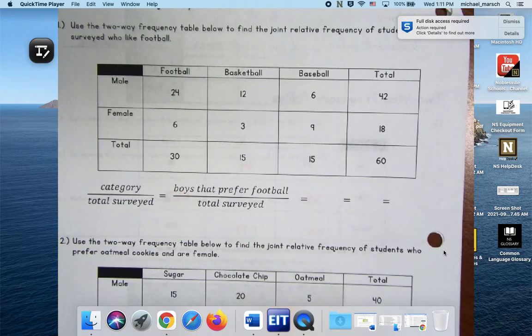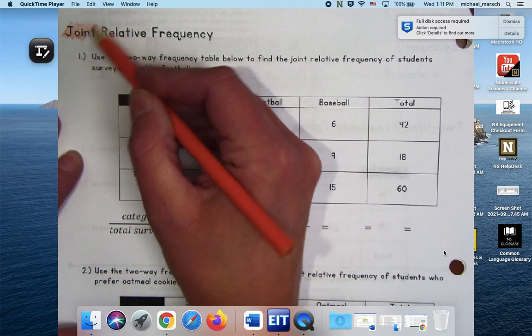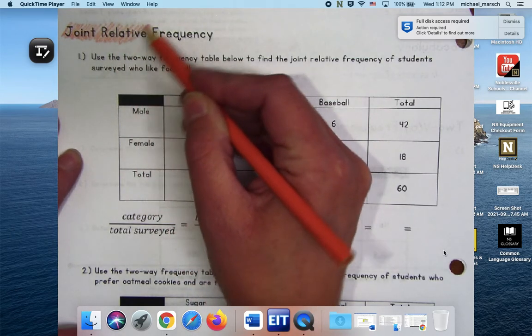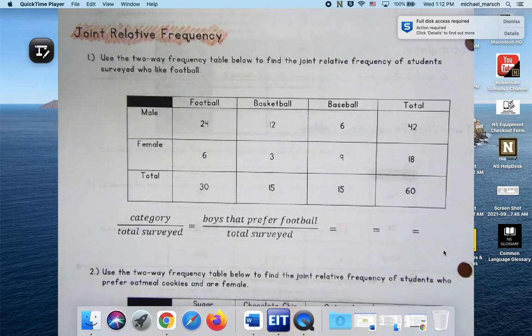All right, we're doing joint relative frequency here. So let's go ahead and highlight this in orange. Joint relative frequency.